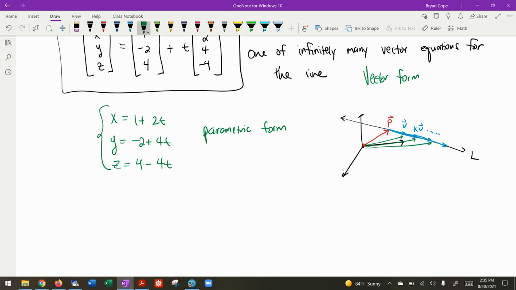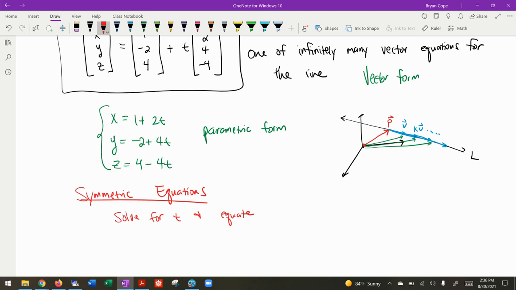There's another form the textbook talks about called symmetric equations. I think it's pretty dumb, but if you just see it come up, I don't want you to be lost. So symmetric equations are like this when t is solved for. They're just like solve for t and equate all of the statements.